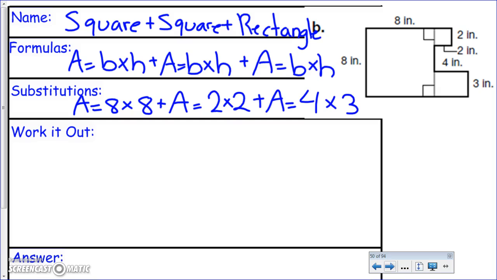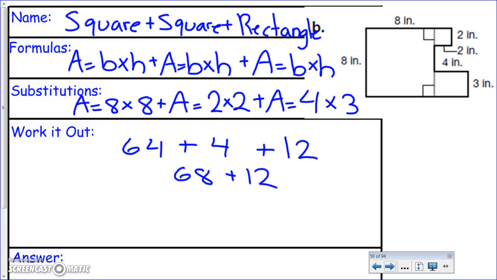Now we're going to work it out. We know 8 times 8 is 64. We know 2 times 2 is 4. And we know that 4 times 3 is 12. We know 64 plus 4 is 68. And 68 plus 12 is 80. So we get 80 inches squared.